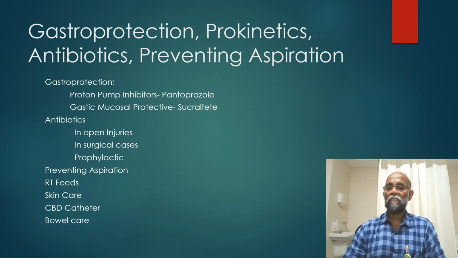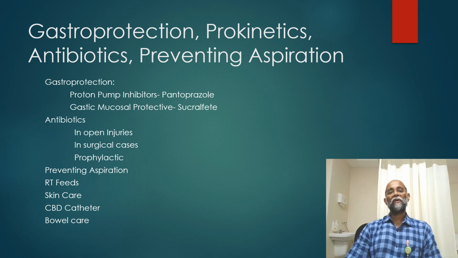Other aspects of head injury management include gastroprotection to prevent Cushing's ulcers. Proton pump inhibitors like pantoprazole and omeprazole have been used. Gastric mucosal protectives are also effective. In fact, some people prefer gastric mucosal protectives because a lower pH in the stomach may be associated with an increased risk of aspiration. Antibiotics are indicated in open head injuries. They are also given in surgical cases.